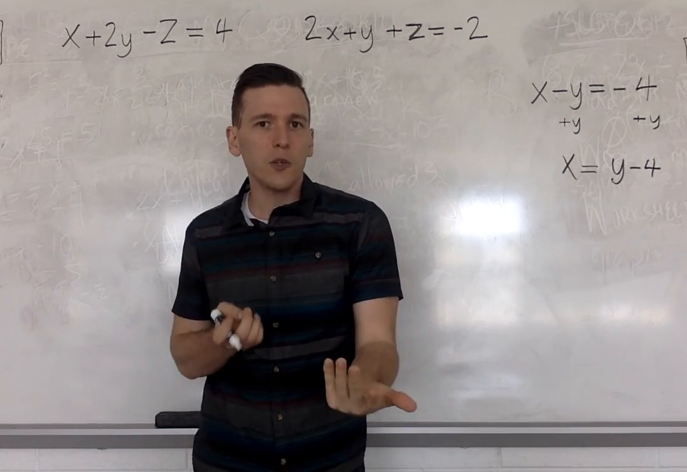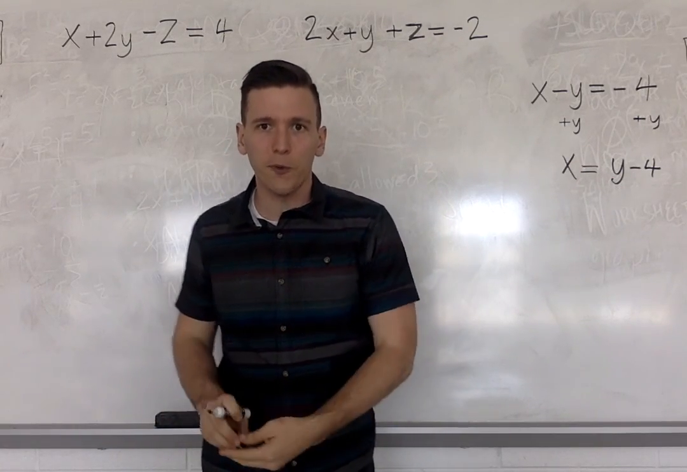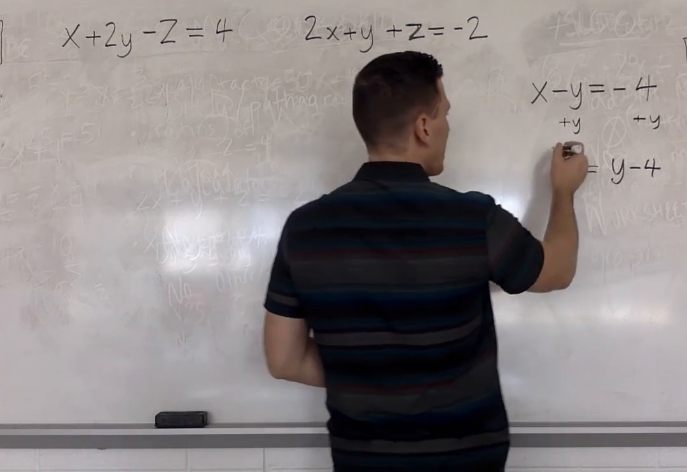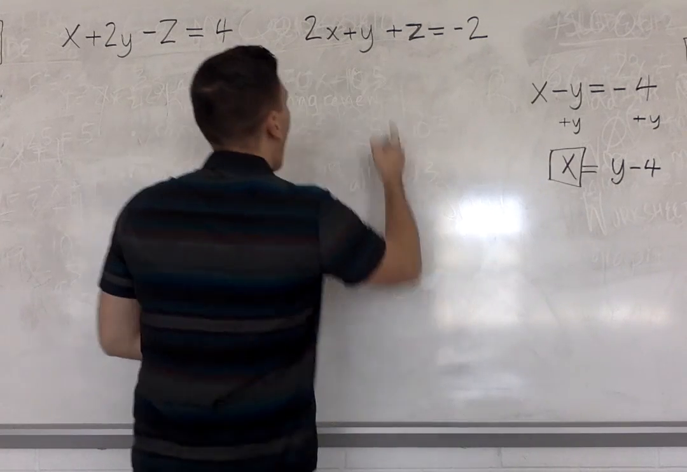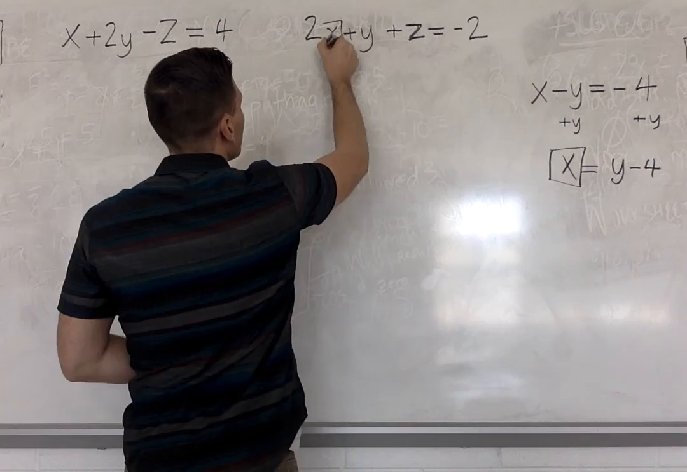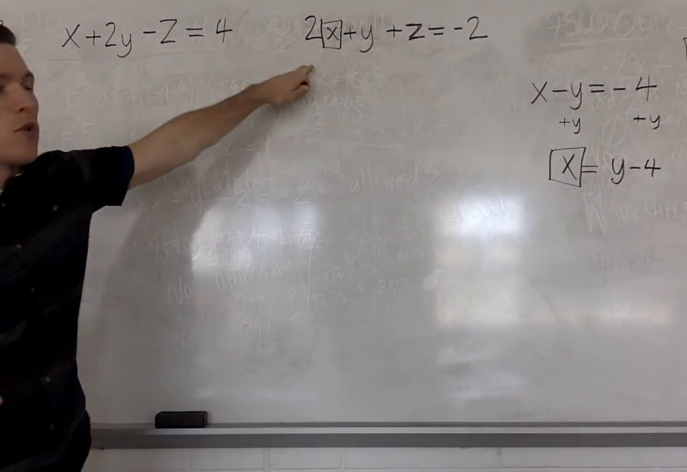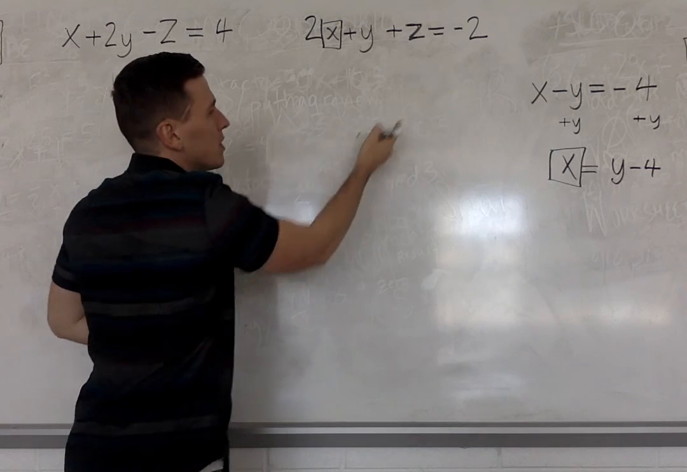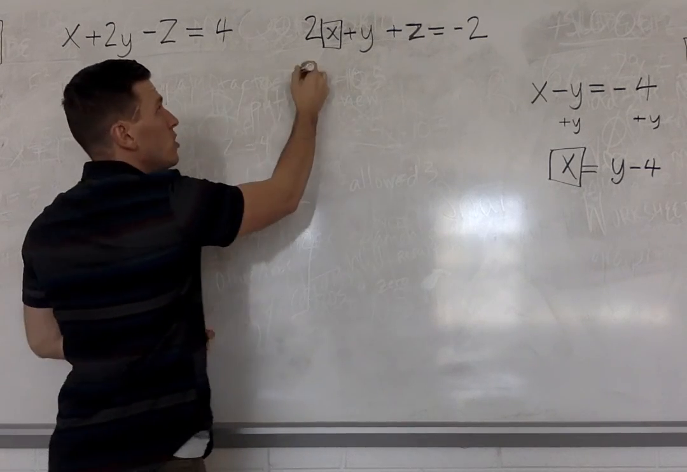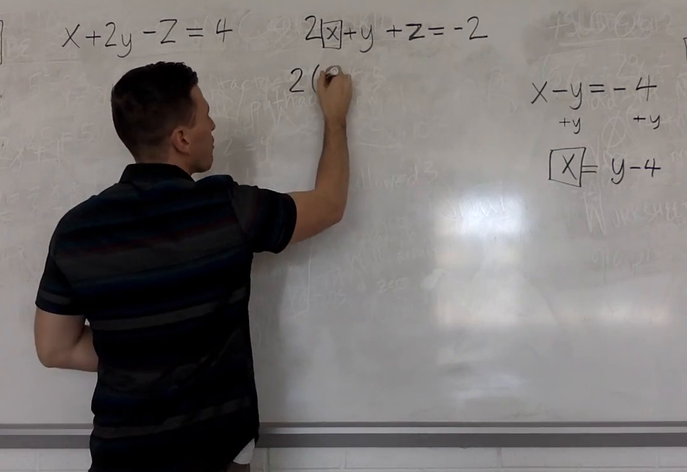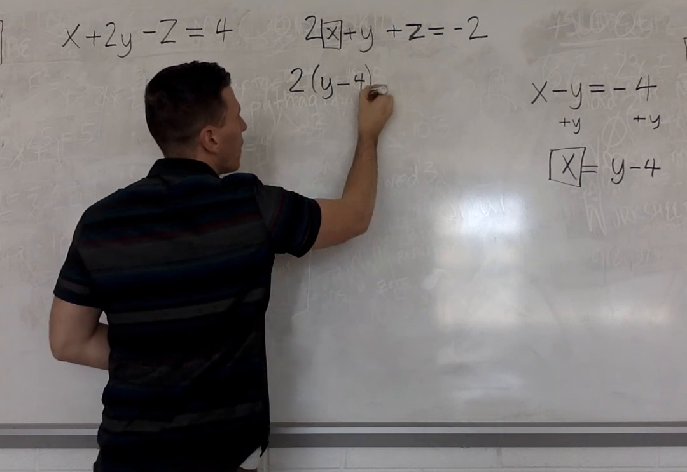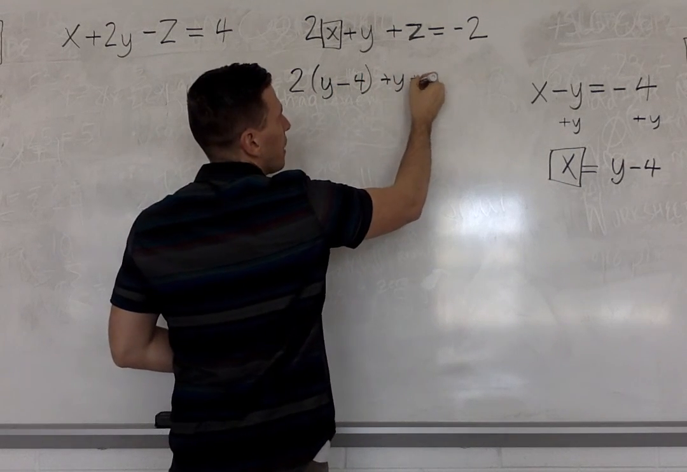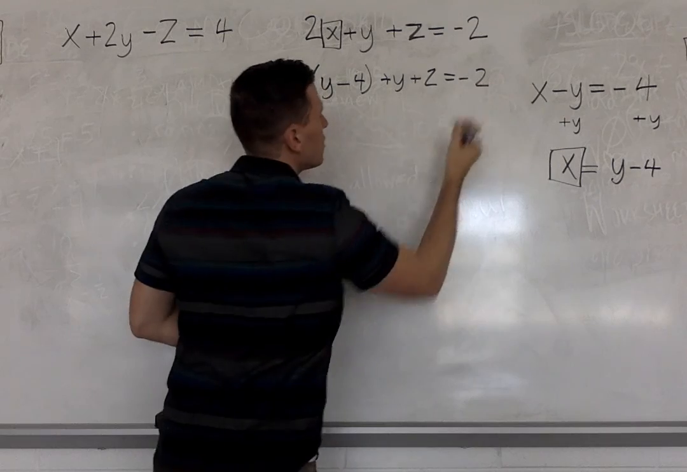That may not seem very useful right away, but it is. It's super useful because since I now know what x equals, I can jump up to the equation 2x plus y plus z equals -2, and plug that value of x into it. So instead of 2x plus y plus z equals -2, I can say 2 times that entire expression, (y minus 4), plus y plus z equals -2.